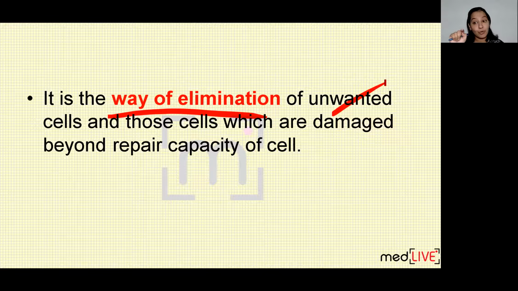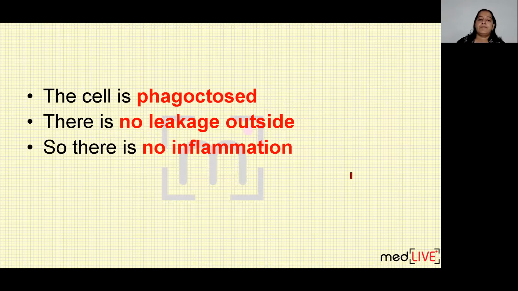So just note down the definition of apoptosis. It is a type of cell death which is genetically regulated, in which the cell which is destined to die will activate some enzymes known as caspases inside the cytoplasm, and those caspases will degrade the cell's nucleus as well as cytoplasmic protein, and the cell will die. So it is a way of elimination of unwanted cells from the body.